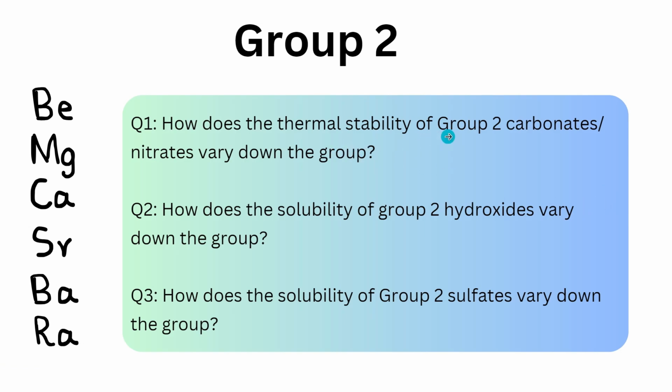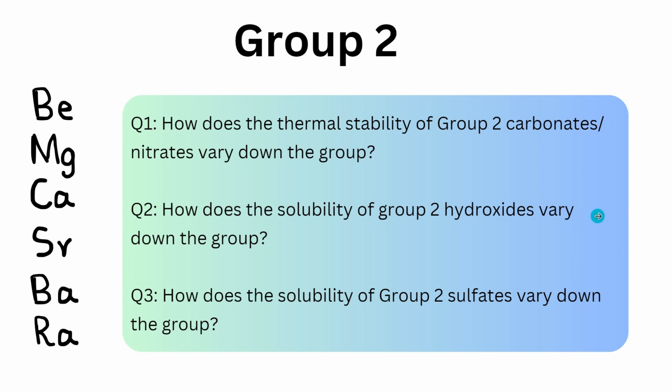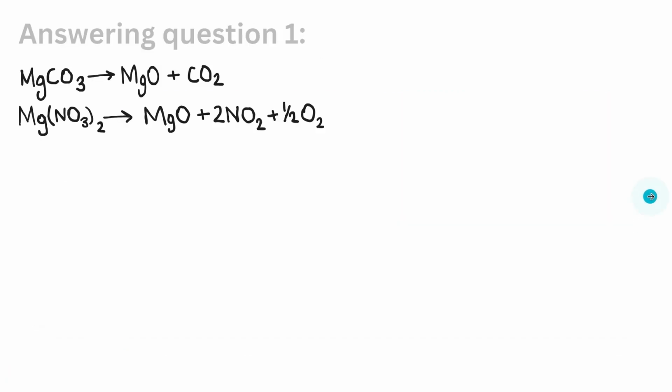How does the thermal stability of group 2 carbonates and nitrates vary down the group? The answer is the same for both carbonates and nitrates. How does the solubility of group 2 hydroxides vary down the group? And how does the solubility of group 2 sulfates vary down the group? Now let's try to answer question number 1 first.